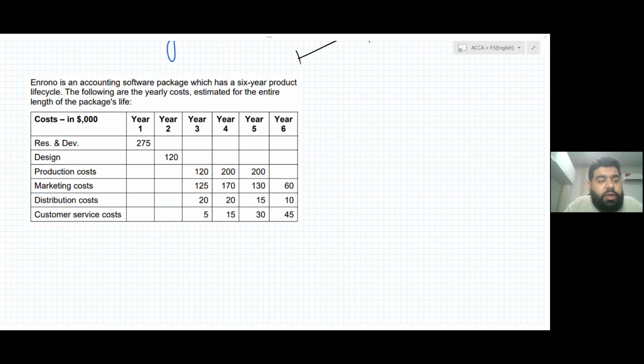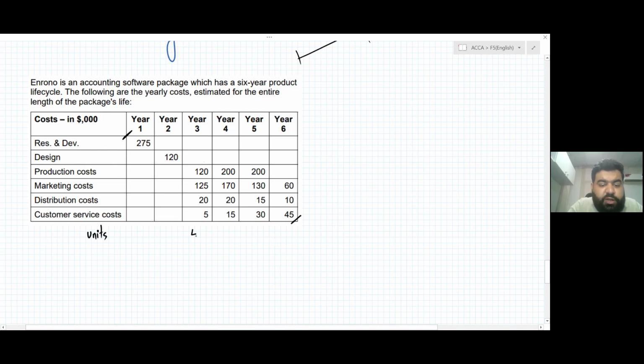Enrono is an accounting software package which has a 6 year product life cycle, and obviously for all the years in the life cycle, they have given all the costs. These are the costs that are given from this to this. Units they haven't provided, but I am mentioning them here because it's year 3 in which production is starting.